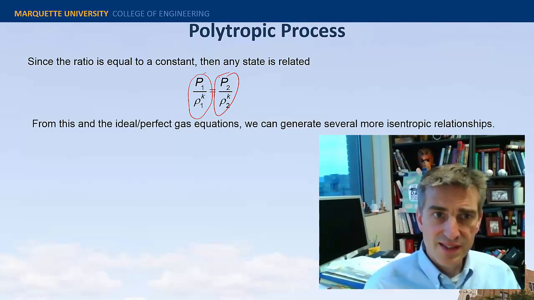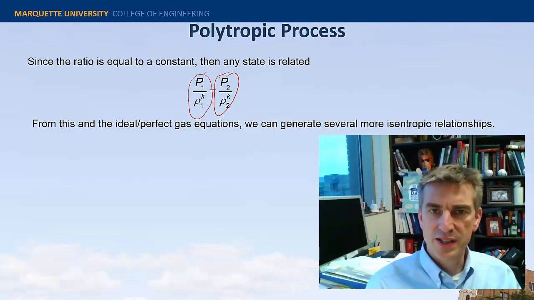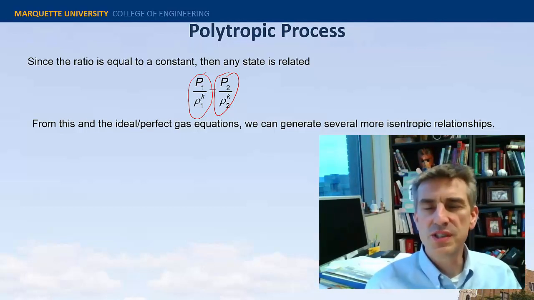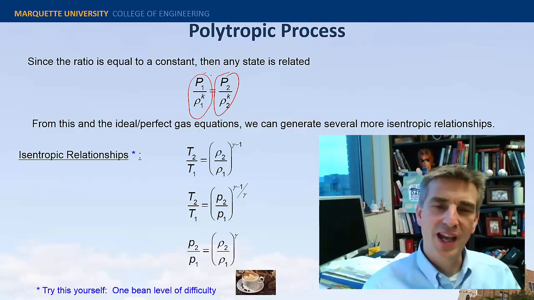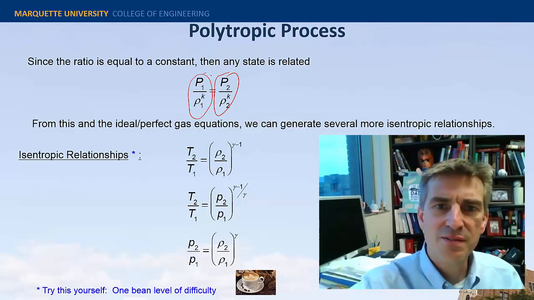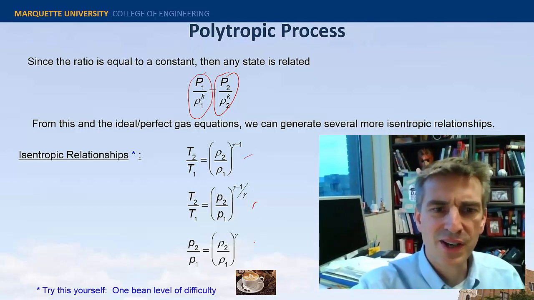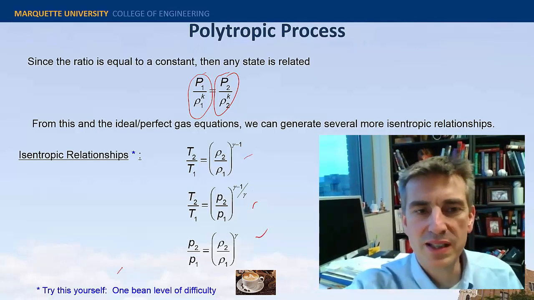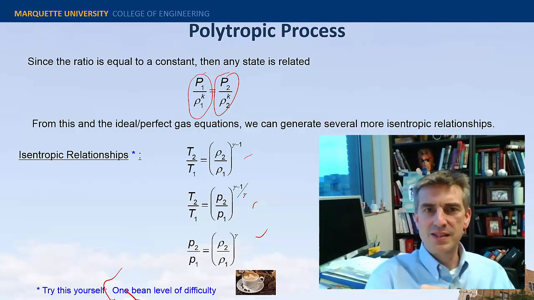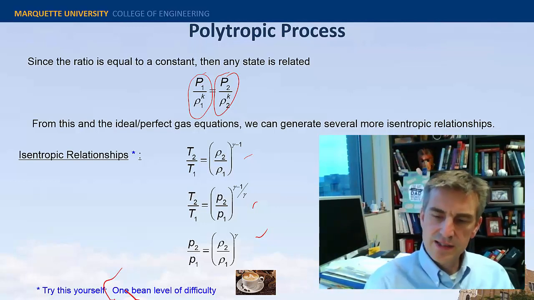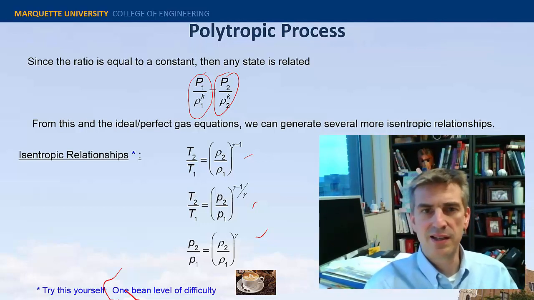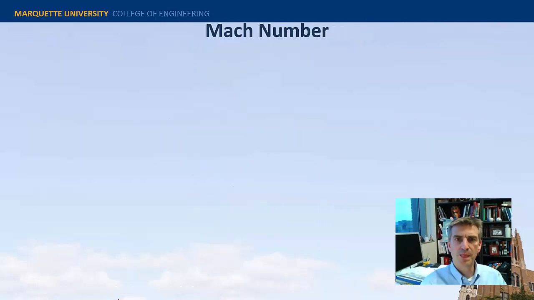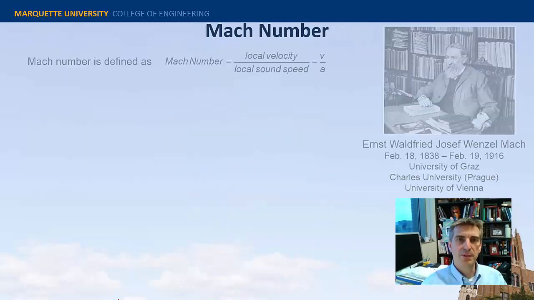Now, from this and the other ideal gas relationships, we can generate a whole series of isentropic relationships. So here they are, and I challenge you to see if you can't derive all of these. It's not very hard to do. I'd give this a 1 bean sort of difficulty. But yeah, go ahead and try it. It will polish up your skills for the isentropic relationships, which we're going to use a lot in this module. All right, let's talk about Mach number.